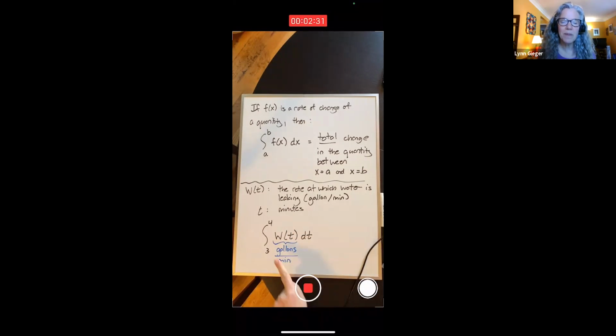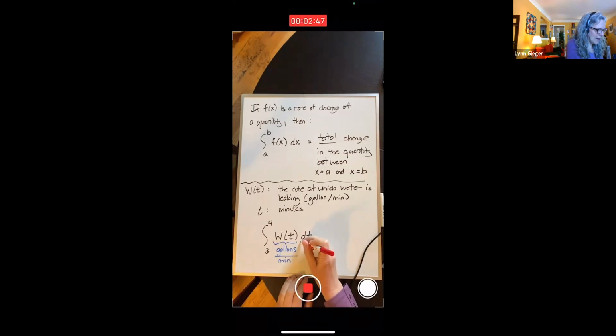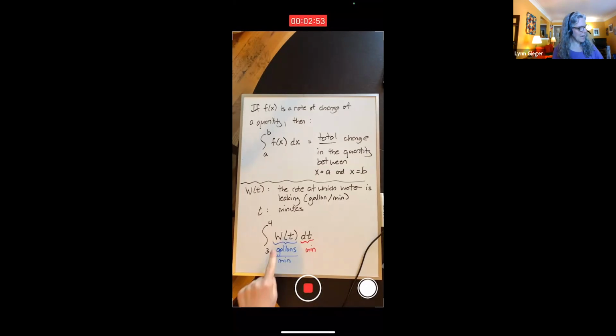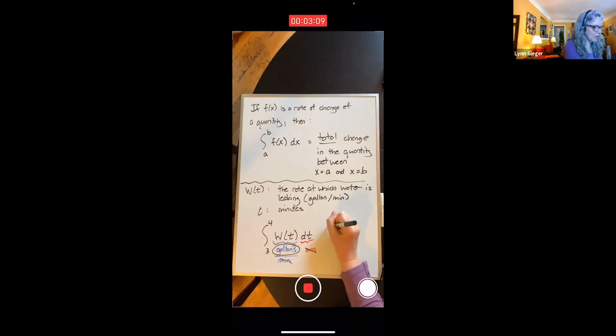We're told in this problem that W of t is measured in gallons per minute, and we're also told that time is being measured in minutes. So when you see that little dt, remember we interpret that as the change in time. When we were doing rectangles, that would be the width of each one of those rectangles. So this is minutes. Now we're taking gallons per minute and multiplying them by minutes, and so those minutes are going to cancel, and that gives you the unit of your definite integral. That is our quantity.